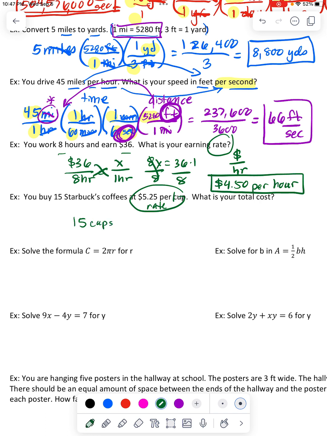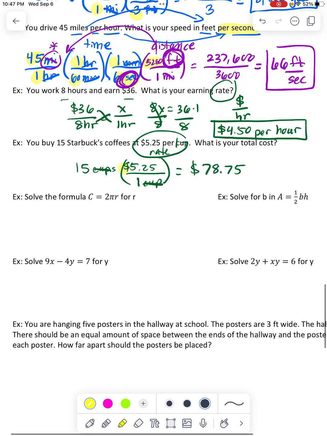So when you go to do your conversion, if you want to set it up like we were doing above, you'd say that's $5.25 for each one cup. So the cups will cancel, and then the product of $5.25 times 15 is $78.75, because all you have left for a label is the dollar sign. Now you might not have to set it up like that. You might just be able to figure your way through it, which is fine.